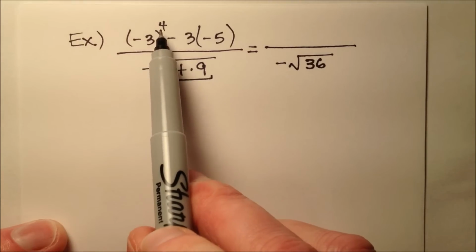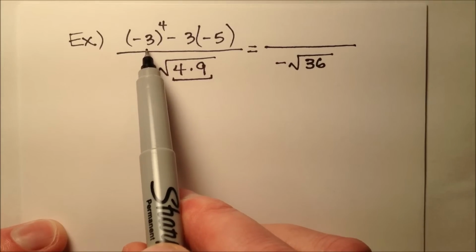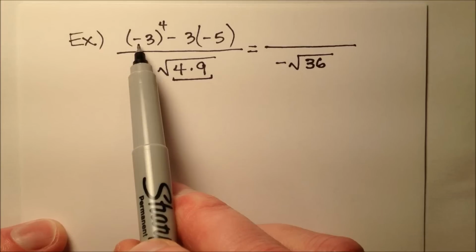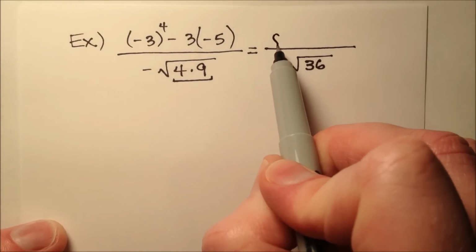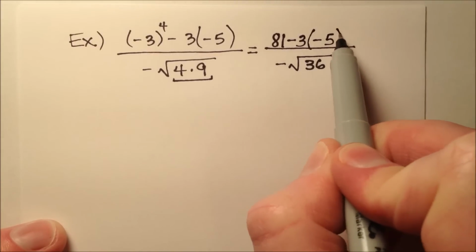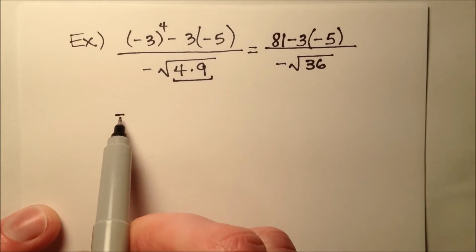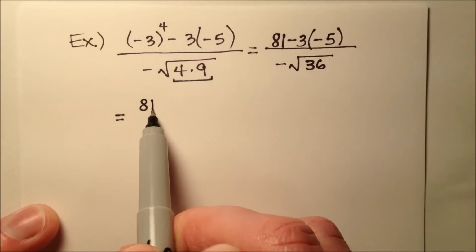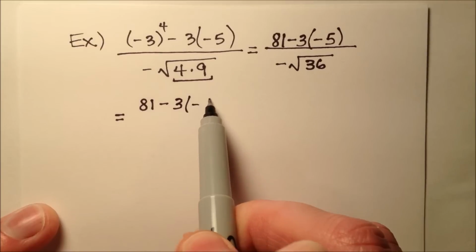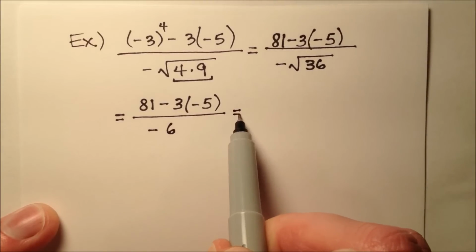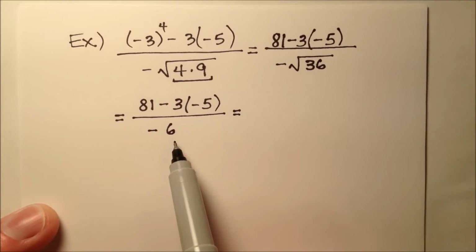So the first thing here we want to do is this exponent. And we have negative 3 to the power of 4. Our exponent is even, so we know this negative is going to go away because there's going to be 4 negative symbols. So 3 to the power of 4 is going to be 81. And it's going to be minus 3 times a negative 5. Okay, now I'm going to work my way down. And let's do this radical. So the top is going to remain for now, 81 minus 3 times a negative 5. And the bottom is going to be a negative 6, because the square root of 36 is 6.